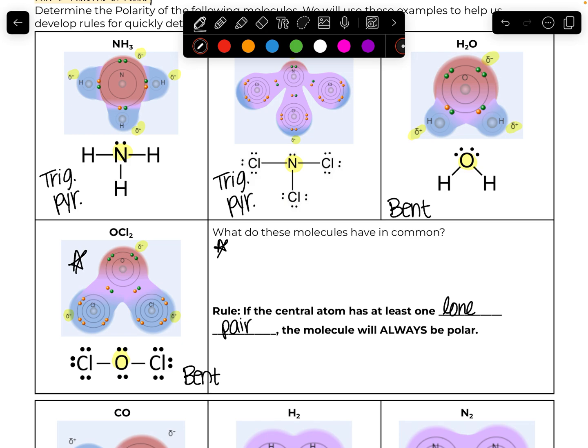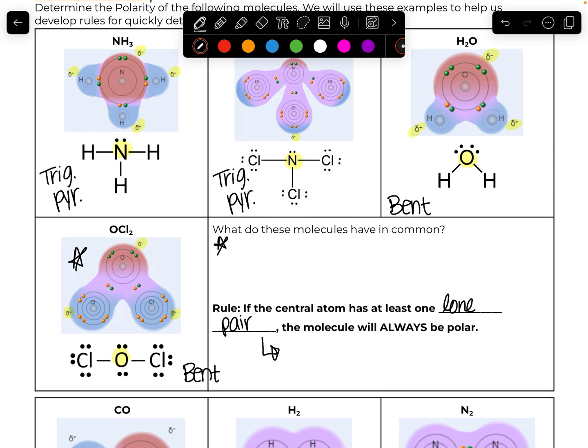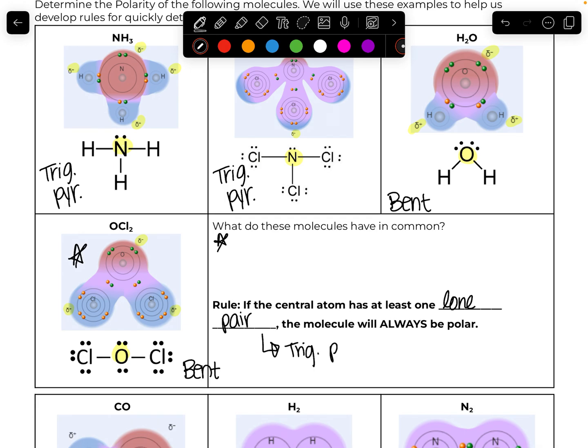So can you think of any other geometries that we have learned out of our 5 that also have lone pairs on the central atom? Answer should be no. Think about linear, no lone pairs on the central atom. Trigonal planar, no lone pairs on the central atom. Tetrahedral, no lone pairs on the central atom. So really what this is saying is that if you have a trigonal pyramidal or bent, these are your always polar geometries because of those lone pairs.